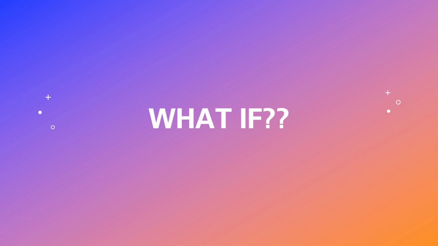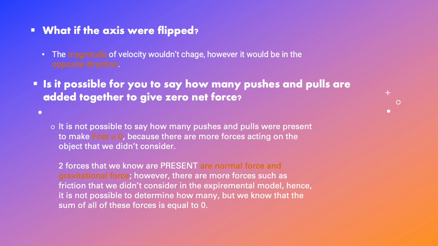Moving on to the what-if questions. To answer the first question, the magnitude of our velocity vector wouldn't change. However, the direction will be to the right instead of to the left, since flipping the axes will only change the direction. To answer the second question, while it is possible to know the forces acting on the object, we can't precisely measure those pushes and pulls in our experiment, which is why we set the net force equal to 0 in our calculations and code in GlowScript.